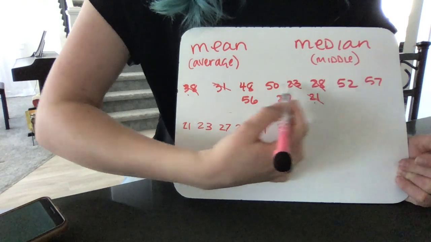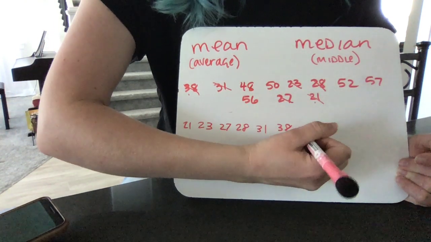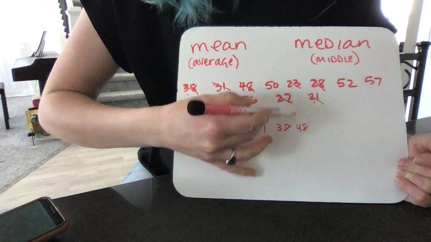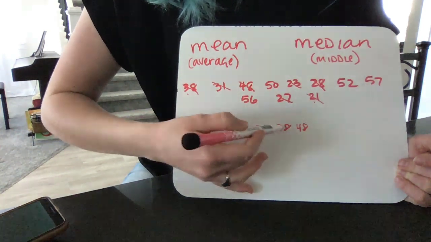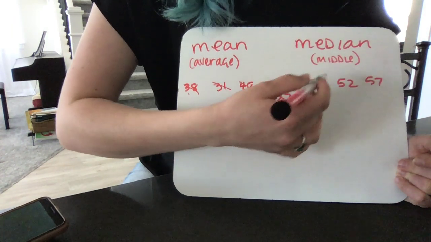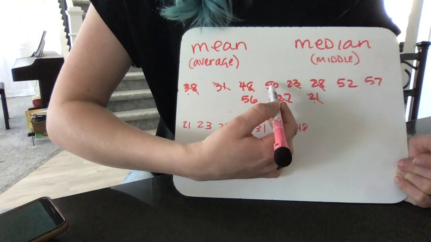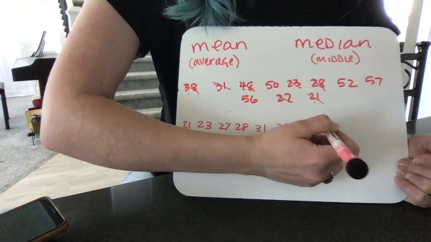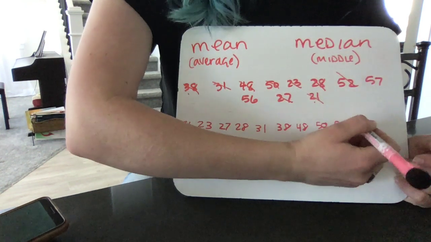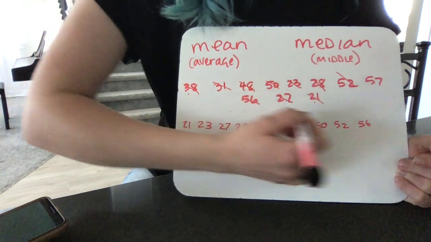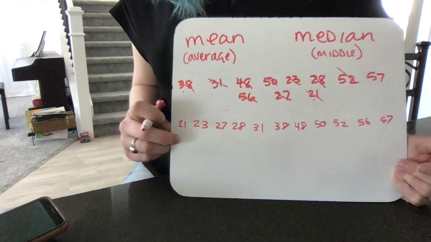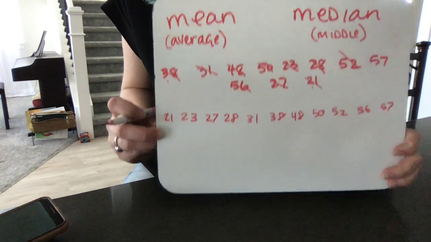And then, let's see, 48. Chances are the middle of the original list was in between 38 and 48, so we add those together and divide by 2 to find what the middle was. Then 50, 52, 56, and 57. Because it's now in sequential order, going from smallest to biggest is the most simple way to solve this.